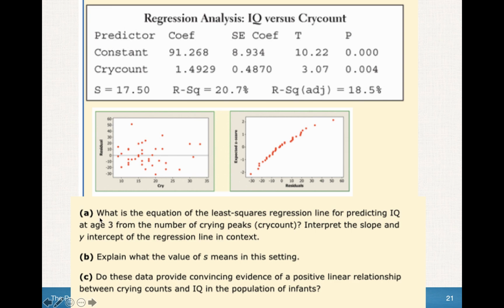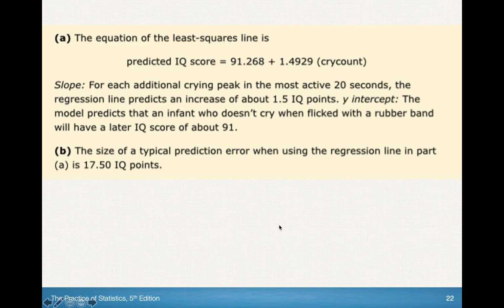Part A says, what is the equation of the least squares regression line for predicting IQ at age 3 from the number of crying peaks? Interpret the slope and y-intercept of the regression line in context. So again, here is the y-intercept. Here is the regression line. Let's go ahead and put that into context. So we have the predicted IQ scores, or you can do IQ score with a hat over top. And then we have the y-intercept and the slope. And then, of course, our variable is in terms of cry counts. We don't just use x, we put it in context.